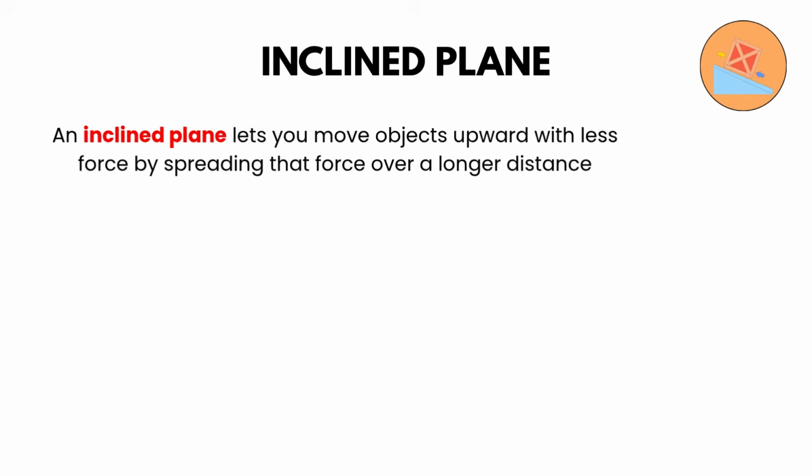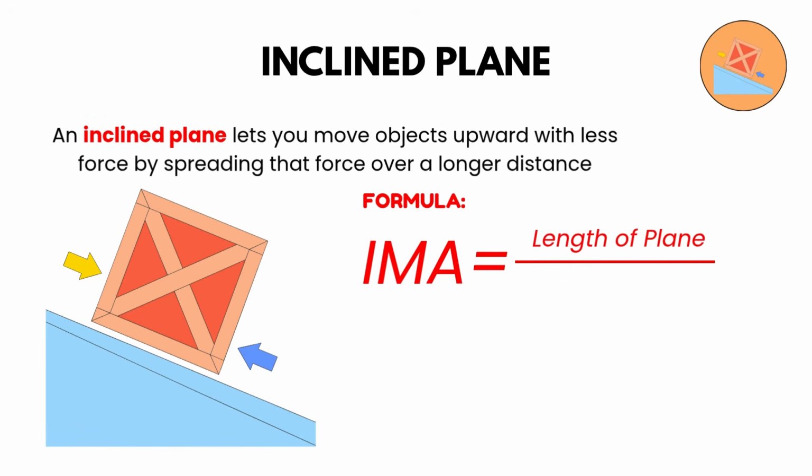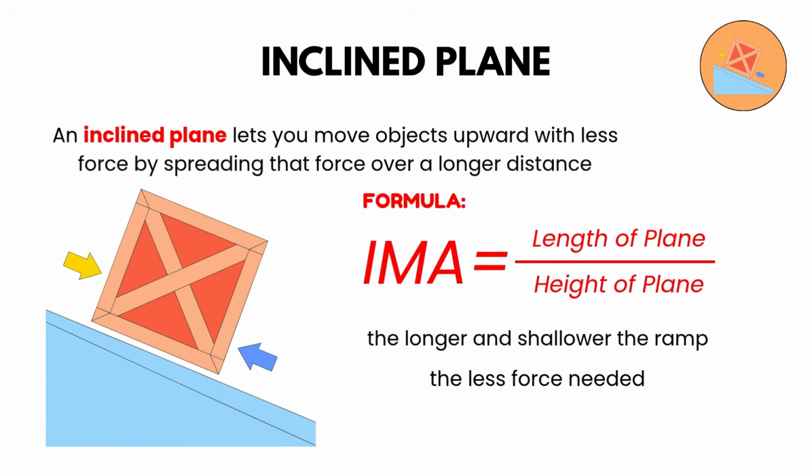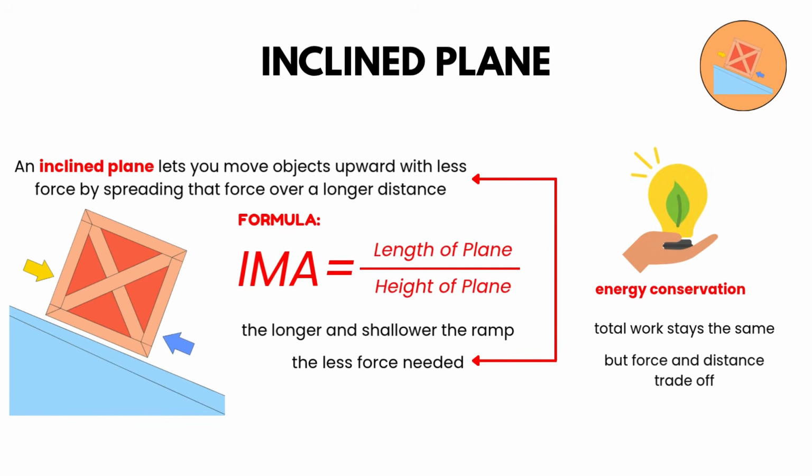Inclined plane. An inclined plane lets you move objects upward with less force by spreading that force over a longer distance. The formula is IMA equals length of plane divided by height of plane. So the longer and shallower the ramp, the less force needed. This concept ties into energy conservation. Total work stays the same, but force and distance trade off.